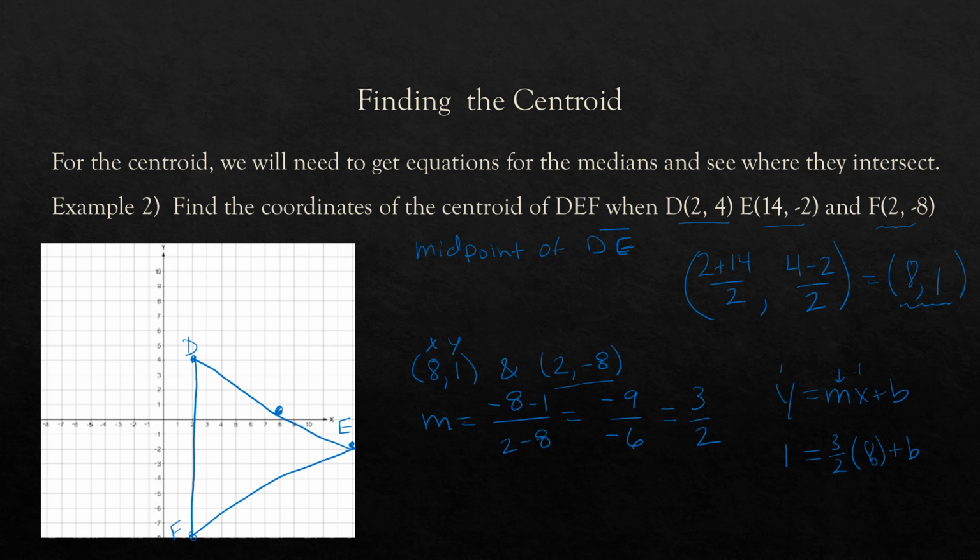3/2 times 8, well, 8 divided by 2, I can reduce that to just 4. 4 times 3 is 12, plus b is equal to 1. I'm going to subtract the 12, and I will have that b is equal to -11. So the equation for this line, this median, will be y equals 3/2 is our slope, x minus 11. So that's one of our medians. I'm going to go to the next page and find another median.